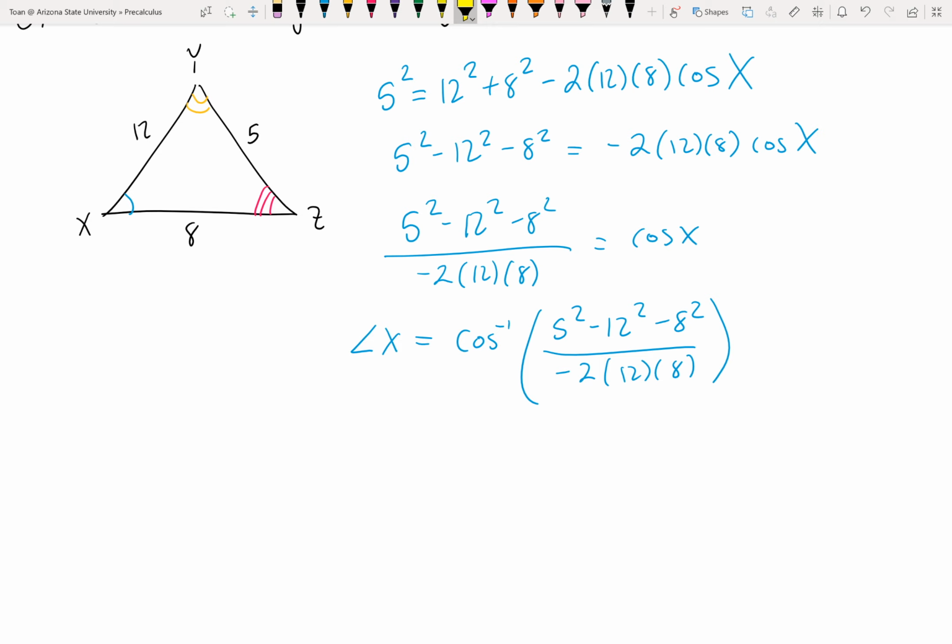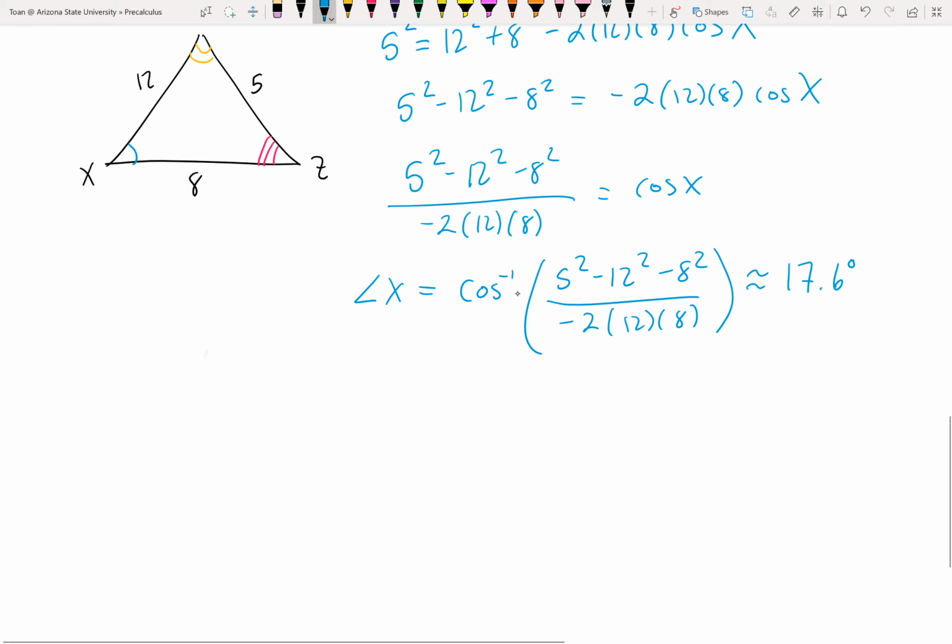If you want, you could have figured out what these numbers were at the beginning and worked with that. It's completely your choice. I like to do the calculator work at the end because that saves me the hassle of potentially rounding and getting the wrong answer. So if you pop this into your calculator, you're going to get approximately 17.6 degrees.